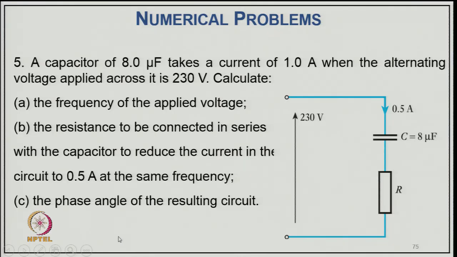Now, coming to the fifth numerical problem. A capacitor of 8 microfarad takes a current of 1 ampere when the alternating voltage applied across it is 230 volt. Calculate the frequency of the applied voltage, and the resistance to be connected in series with the capacitor to reduce the current in the circuit to 0.5 ampere at the same frequency, and the phase angle of the resulting current. So, we have a pure capacitor with a current of 1 ampere, and now we are connecting a resistance to reduce the current to half.